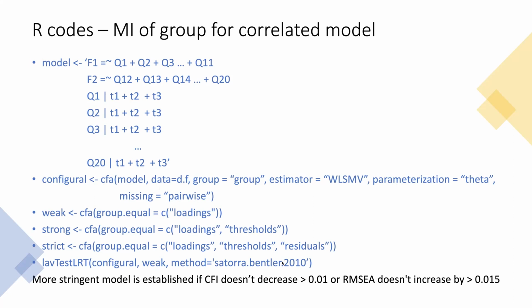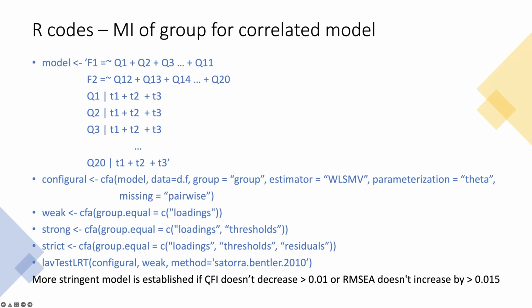There was Satorra 2000 originally, and then Satorra-Bentler 2001. So this is the most updated. I think they did a bunch of trial and error, and in the end, this one is the most appropriate. And once you do that, you get the comparison between degrees of freedom, log likelihood.